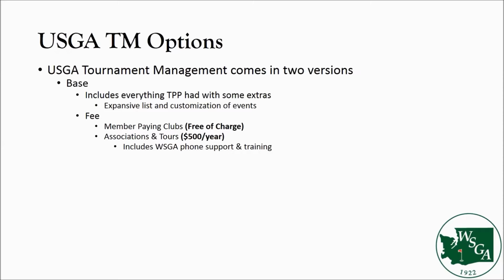So to add to that, for those association tours that want to operate their own events on the side, you do have other options if you don't want to go the TM way for the $500 a year. Like I said before, the TPP program will be fully supported in 2017, and that's not going anywhere. So if you want to stay with that option so you don't have to incur that fee, that's definitely available to you as well. So we've given you some options here.